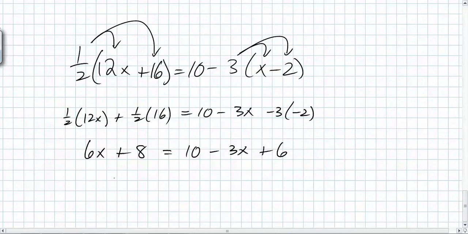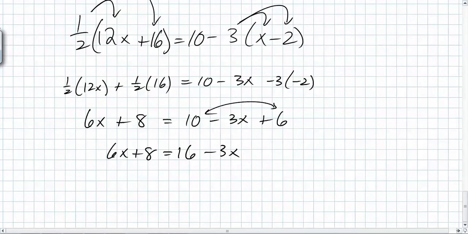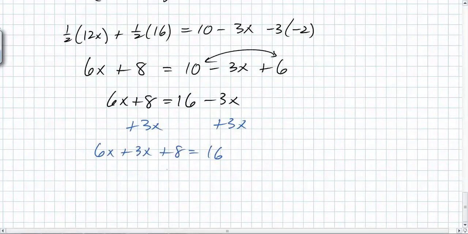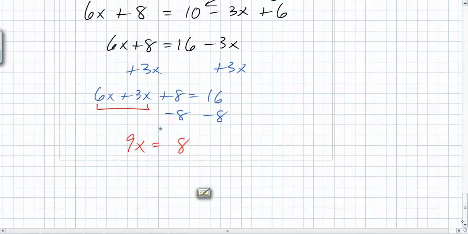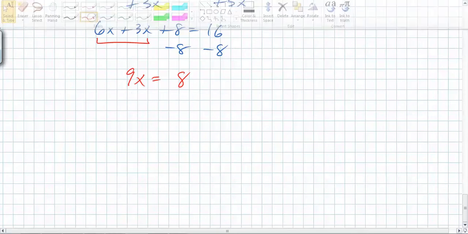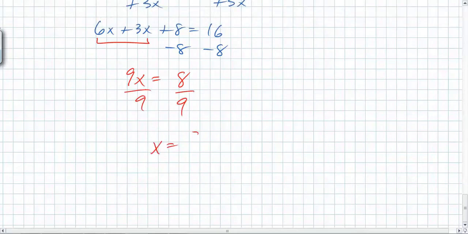Let's simplify a little bit first. 6x plus 8 stays the same, but then you have 10 plus 6 right here. So you end up with 16 minus 3x. And now we collect all of the terms with variables on one side. So let's add 3x to both sides. So we end up with 6x plus 3x plus 8 is equal to 16. And now we can subtract 8 from both sides, and combine these to make 9x is equal to 16 minus 8, which is 8. So x is going to equal 8 divided by 9. X is equal to 8 over 9.